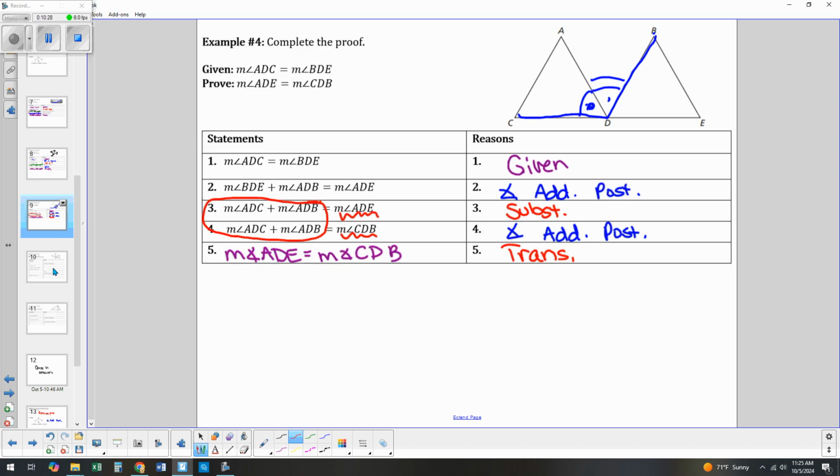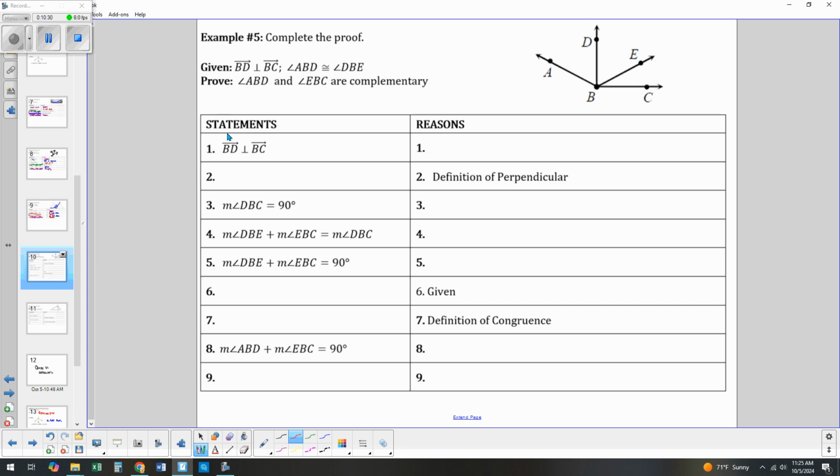I believe we have one more together problem, and then you could try one on your own. So we are given in step 1, and I see another given in step 6. The other thing we have not mentioned yet is that the angle ABD is congruent to angle DBE. And my last step, I know, should be that angle ABD and angle EBC are complementary. So those are all the things I could fill in without really knowing anything else.